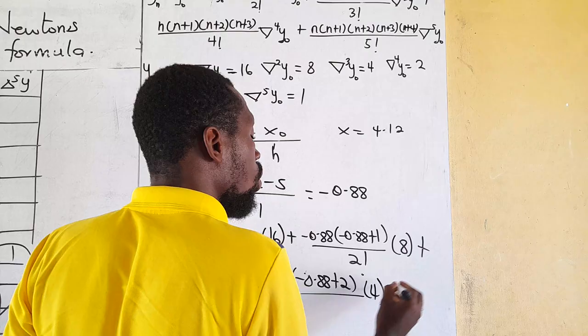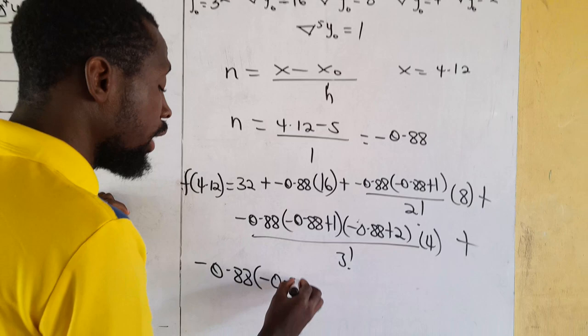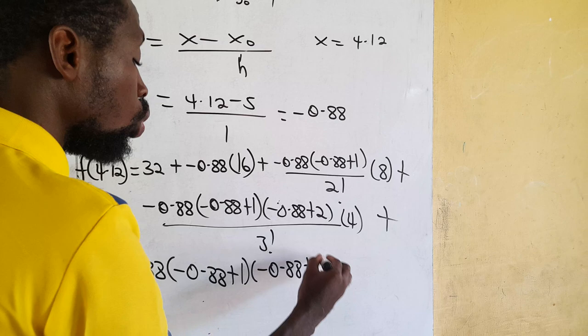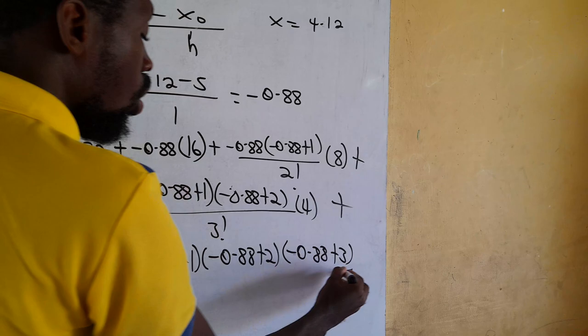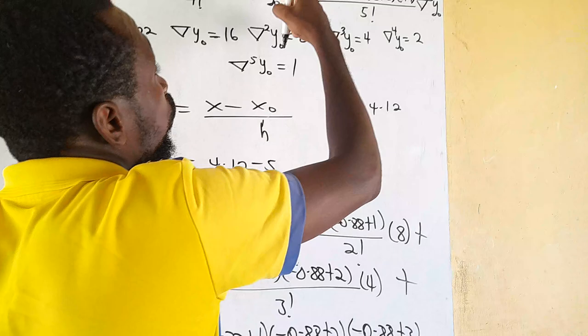Then plus the fourth, that's here, that's negative 0.88, then negative 0.88 plus 1, negative 0.88 plus 2, then negative 0.88 plus 3, all over 4 factorial. Then nabla exponent 4 y naught. And nabla exponent 4 y naught is what?